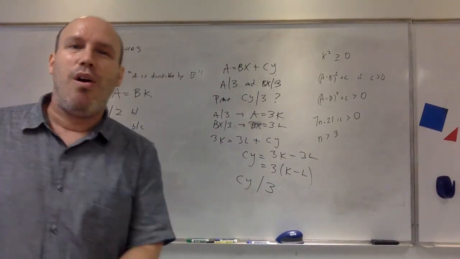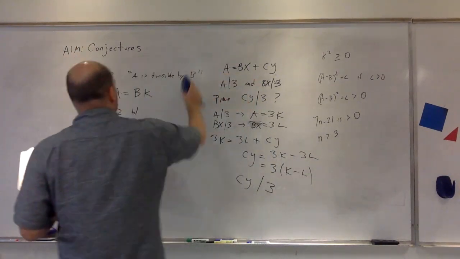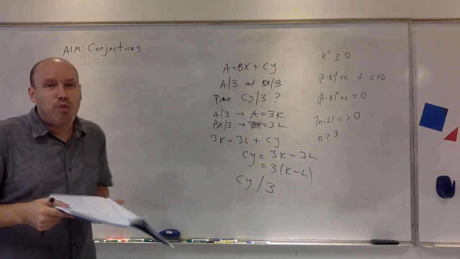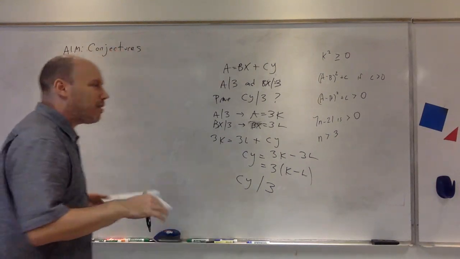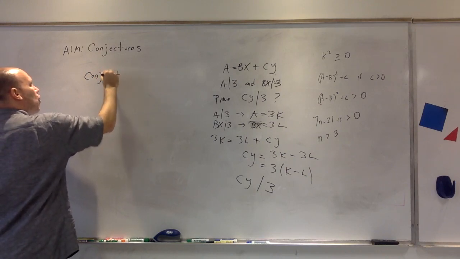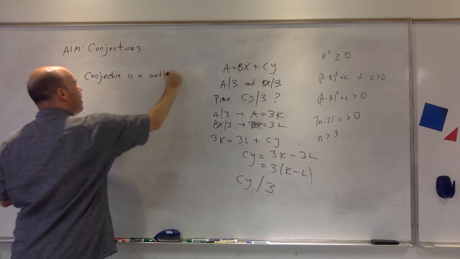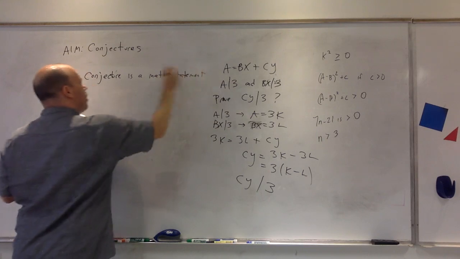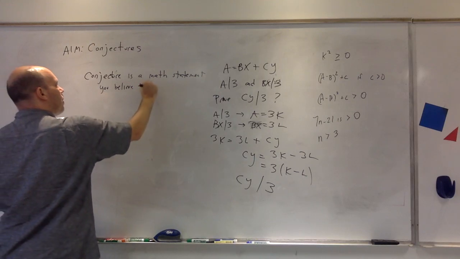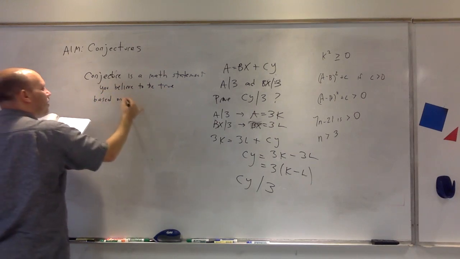We're going to stay with the Hess book for mathematical inductions for a little bit, but the first unit is called conjectures, and this is very quickly. A conjecture is simply a statement that you believe to be true, based on a little evidence. So a conjecture is a math statement you believe to be true, kind of based on weak evidence.